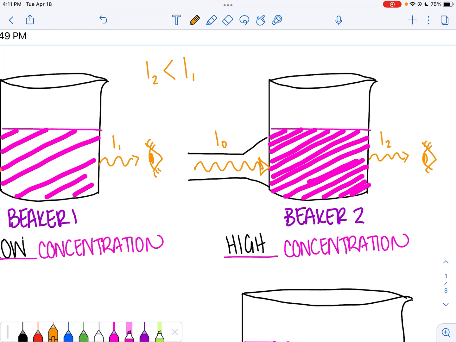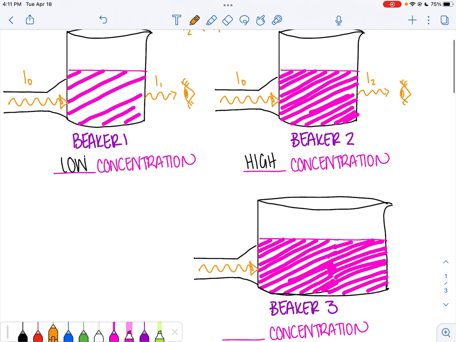Let me give you one more scenario now. Let's go down to beaker 3. What I've done with this beaker is I've taken it and I've elongated it. So now this light that I'm putting in, let's call it the same amount of light that I put into beakers 1 and 2, now has to travel all the way through this solution, and this solution is much longer. It has a farther distance to travel to get through to my eyeball at the other end.